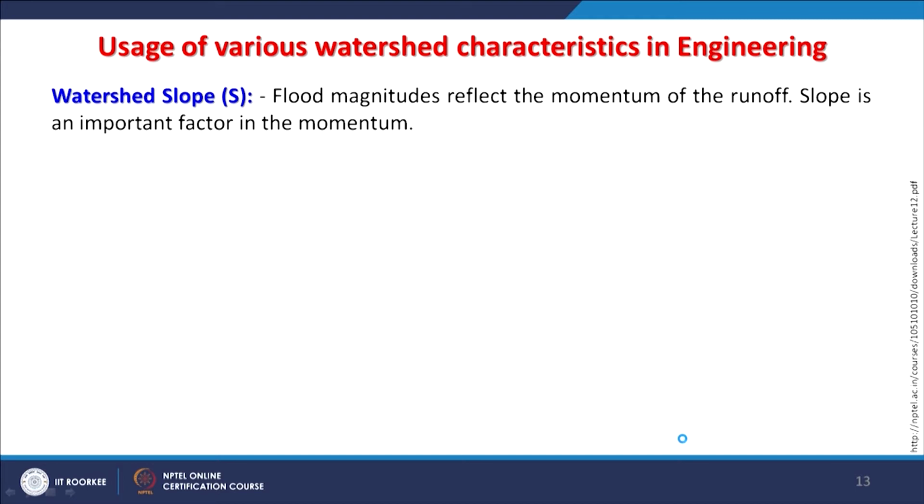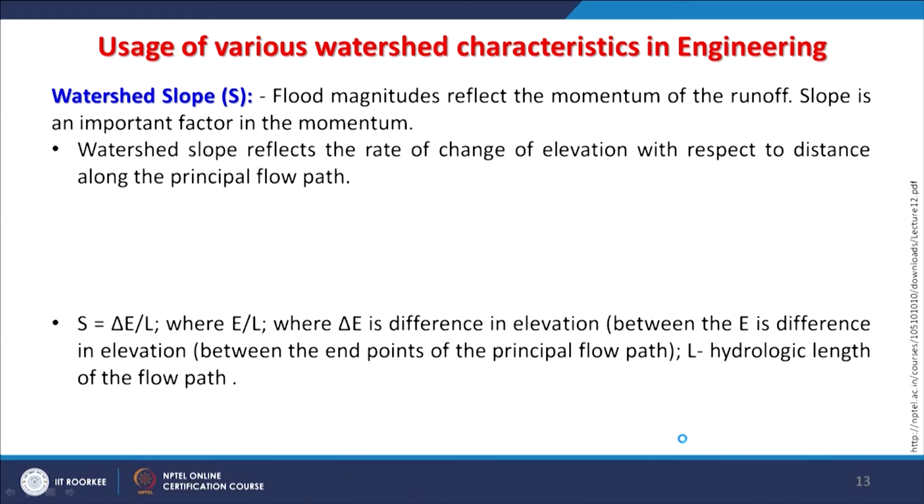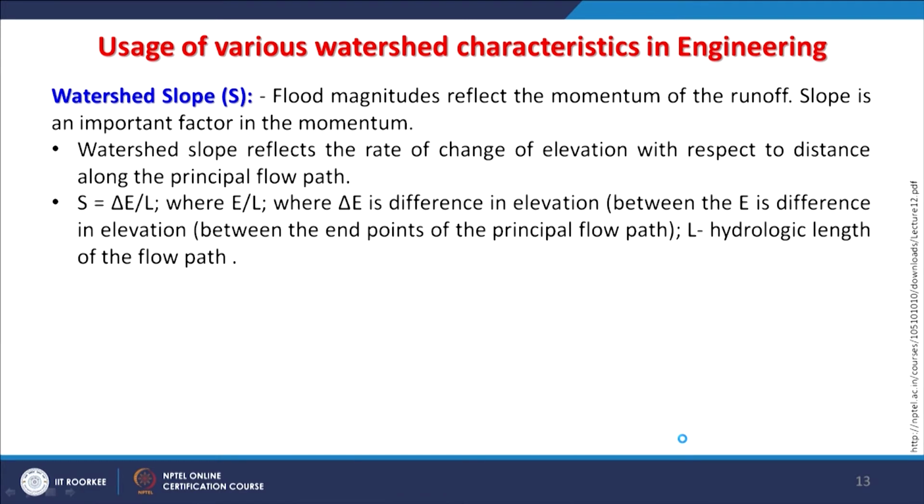Watershed shape, which I have already discussed, plays a very important role in flood magnitude assessment, and then of course the slope will also play a very important role. Here we can utilize S equal to delta E upon L, where delta E is the elevation difference between the end point and the start of the principal flow path, and L is the hydrologic length of the flow path.